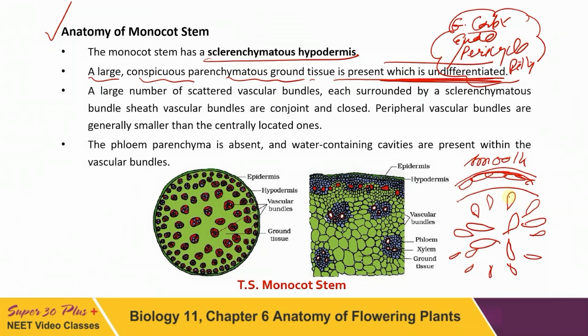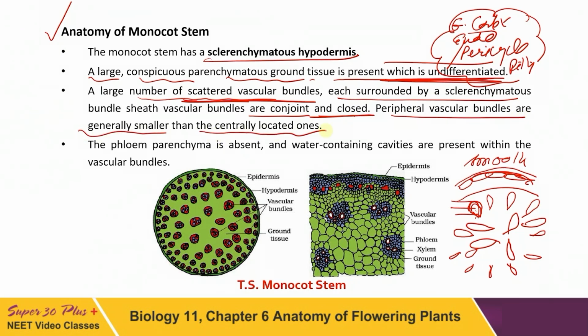So there are numerous vascular bundles, not arranged in a ring. These are found scattered. A large number of scattered vascular bundles, each surrounded by a sclerenchymatous bundle sheath. This is the bundle sheath we have here. And in the vascular bundle, this will be phloem, that will be xylem, that will be bundle sheath. These are scattered, and the vascular bundles are conjoint. Cambium is absent, so they are closed. Peripheral vascular bundles are generally smaller, and the centrally located ones are larger.